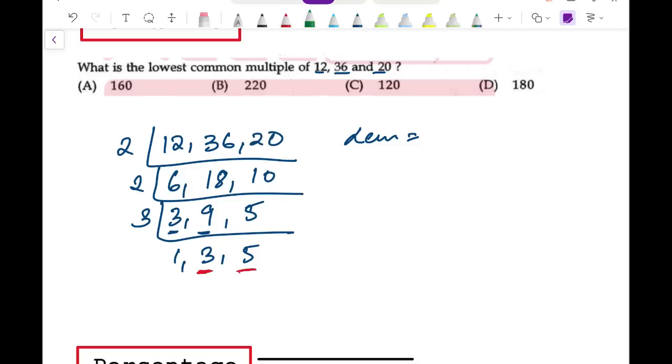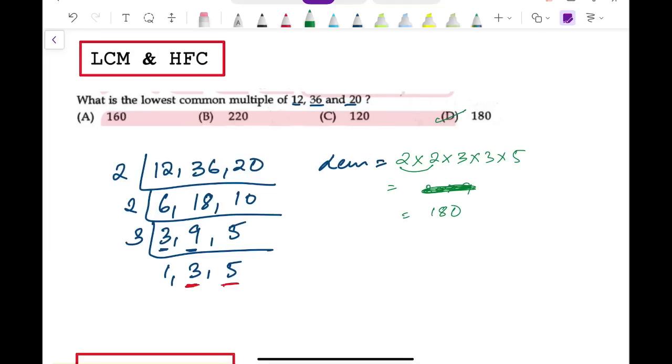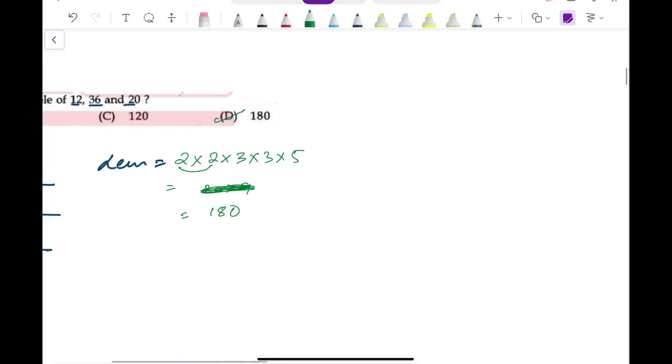Okay. So we have 2 into 2 into 3 into 3 into 5. So what do we have here? 2 2s are 4, 4 5s are 20, and 3 3s are 9, 9 2s are 18. So if you multiply all these numbers, you will get 180. So the LCM here is 180. So in order to find LCM, you take all the terms together, and after that you find the factor of that. But what if the same question was asked for HCF? You are asked to find HCF of 12, 36 and 20.